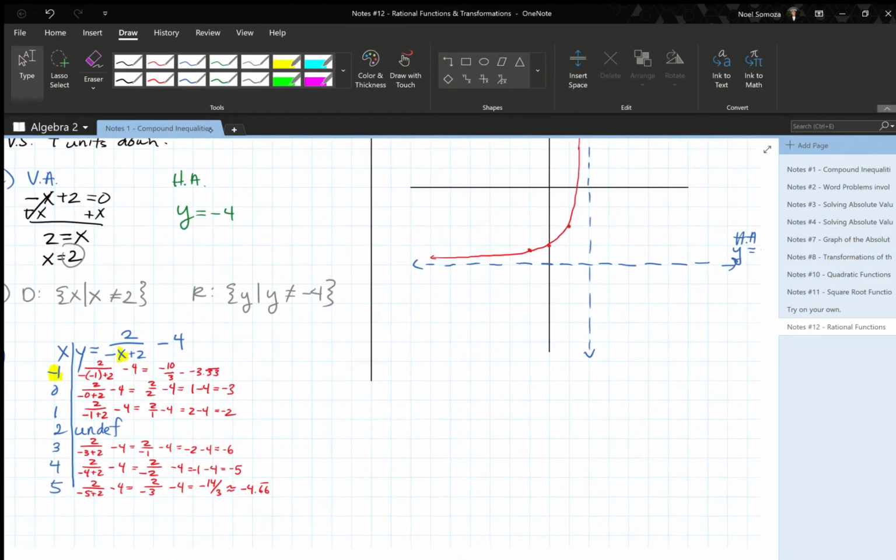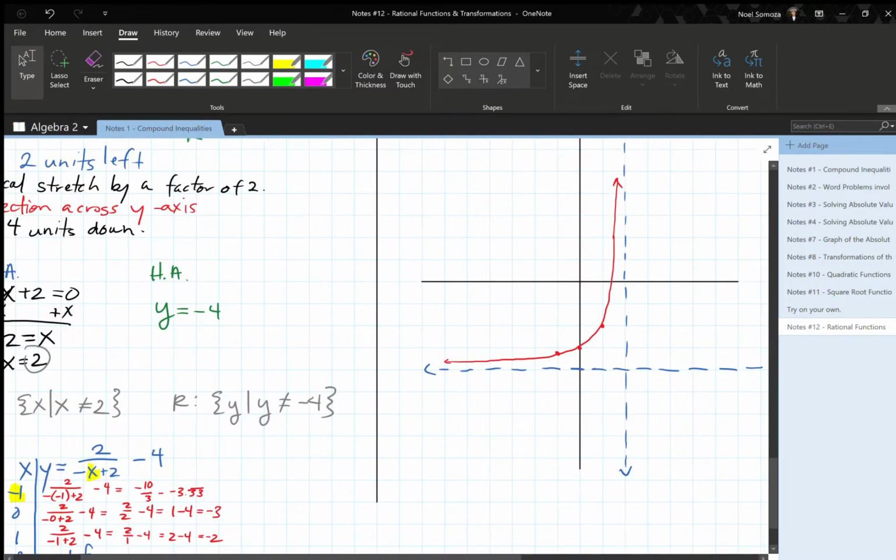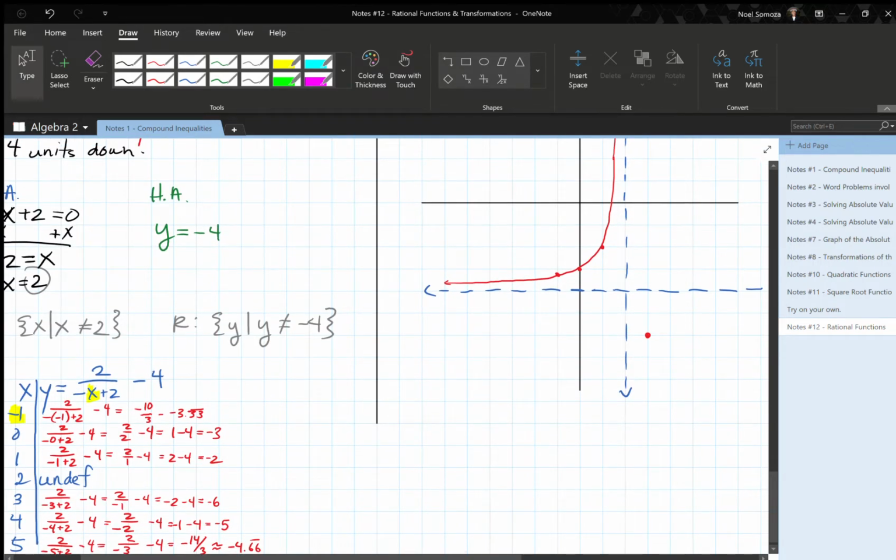Alright, now let's look to the other side. At 3, so 1, 2, 3, I'm at negative 6. 1, 2, 3, 4, 5, 6. Point right there. Then we go to 4, 1, 2, 3, 4, down 1, 2, 3, 4, 5. And then the last point would be 5, 1, 2, 3, 4, 5, down 1, 2, 3, 4.66. Okay, so it's somewhere right around here. Okay, so we can start to see the outline of that curve.